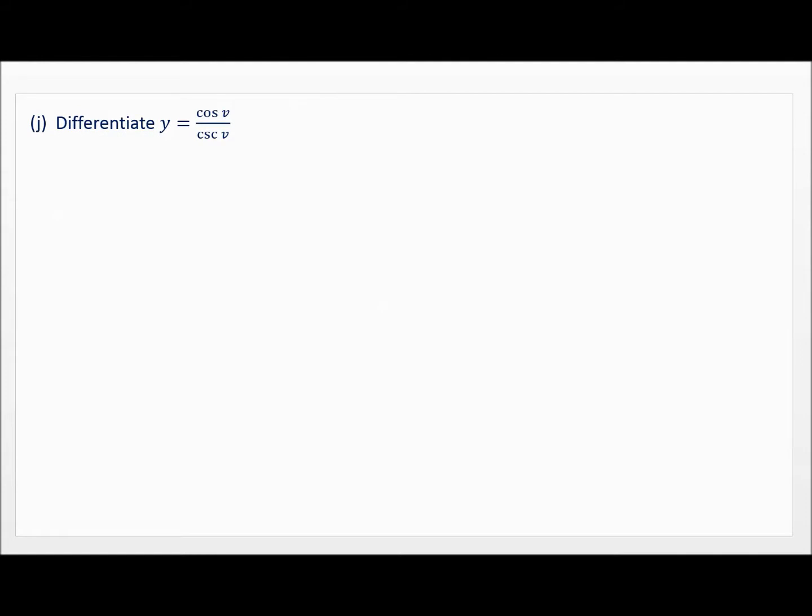Okay, 2 more slides for you, and then we'll wrap this video up. So I've got differentiate cosine of v over cosecant of v. Don't let the v bother you. It wouldn't be any different if there were an x there. But you will see v's and w's, all kinds of variables used. So it's good to get in the habit of seeing other variables.